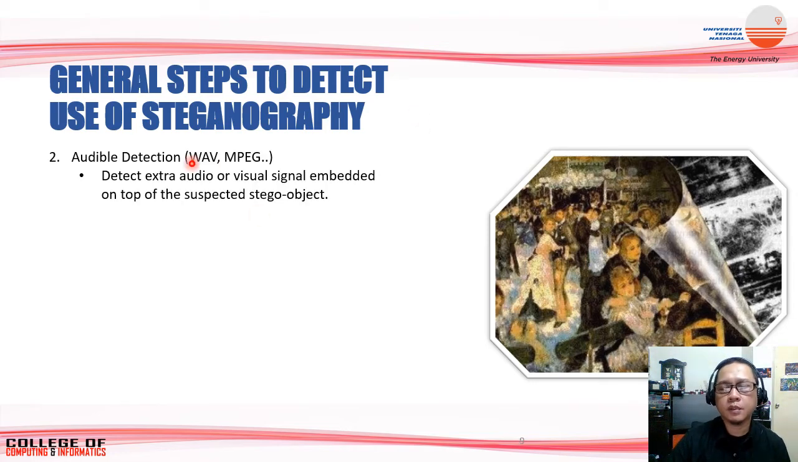Secondly, if the suspected carrier is an audio or perhaps video, you can use audible detection, which is you try to detect extra audio signal or visual signal embedded on top of the suspected stego media. So you try to detect any extra noise or any video degradation when the suspect is sending and receiving those types of media within their communication.